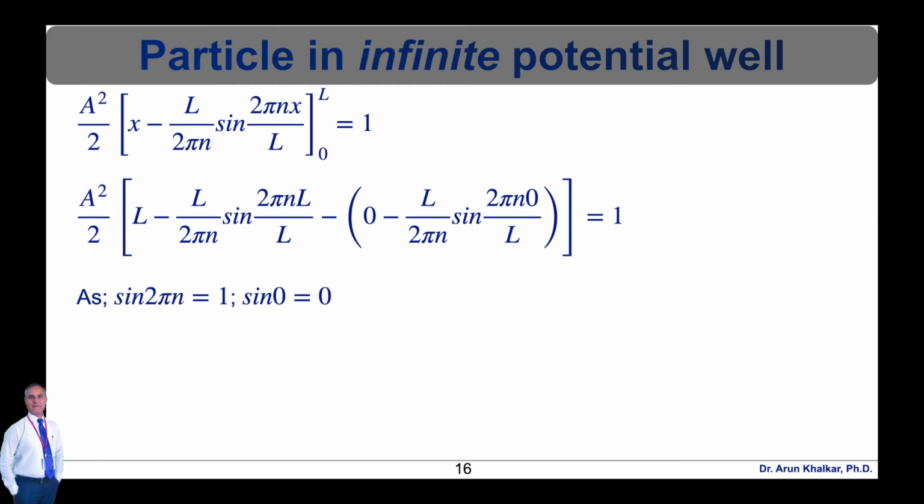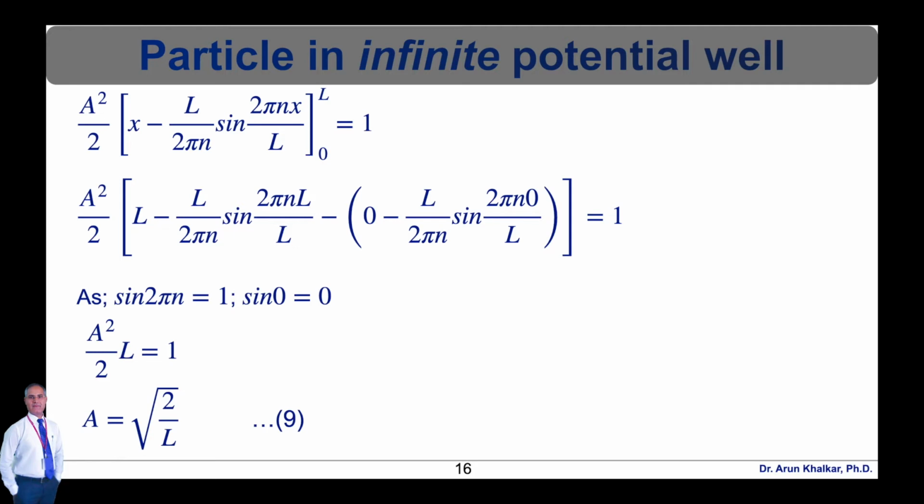As we know that sin 2πn is equal to 1 and sin 0 is equal to 0. So the above equation we can simplify as A² divided by 2 into L is equal to 1. Therefore, rearranging this equation we can write A is equal to the square root of 2 upon L. Let's say this is equation number 9.